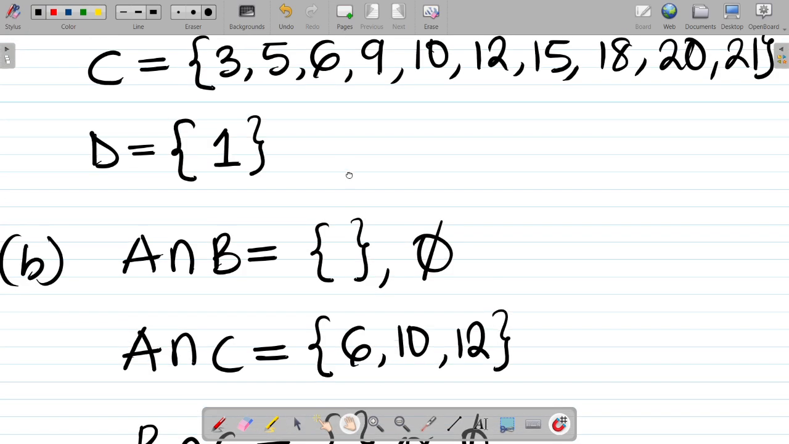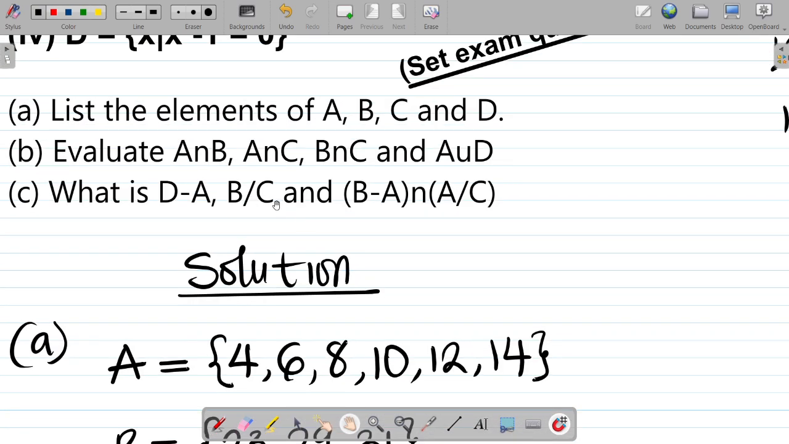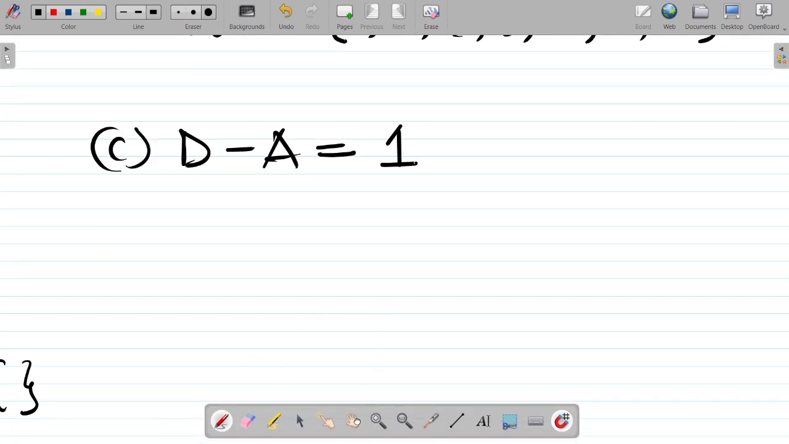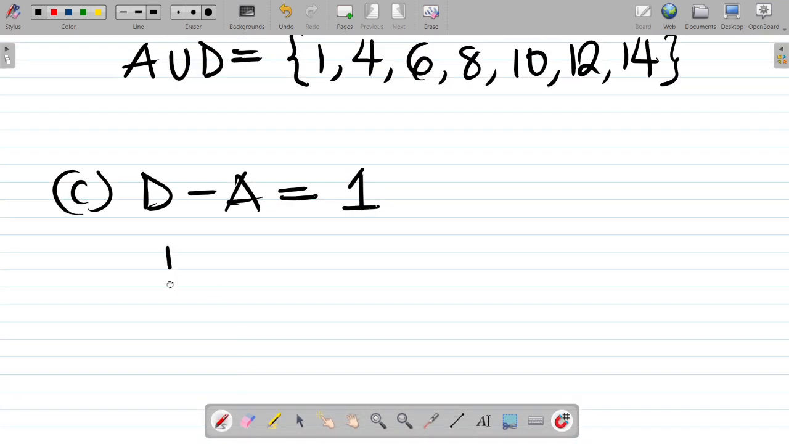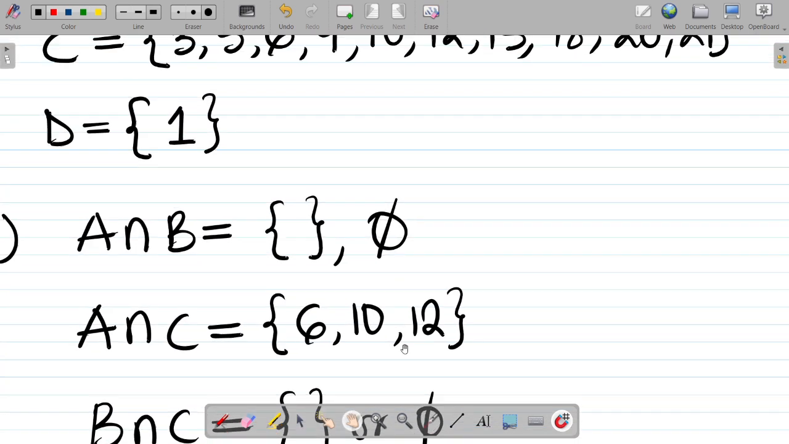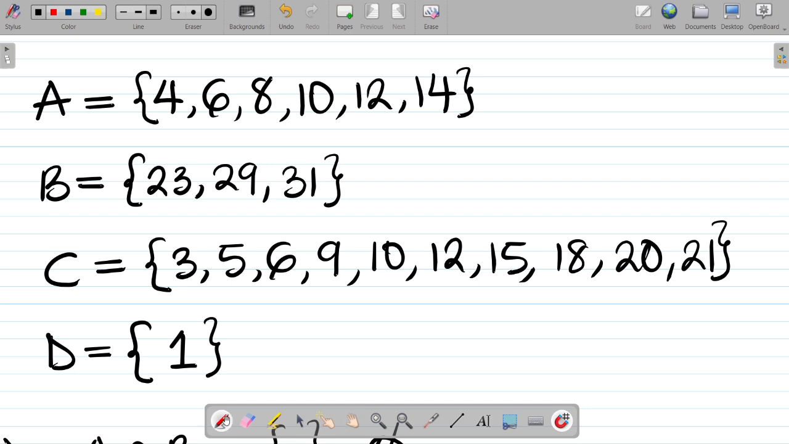That's been solved. Next thing there says find B slash C. Let's get B slash C. B slash C simply means B minus C. B minus C means list out those elements in B that are not in C. What do I have in B, not in C?